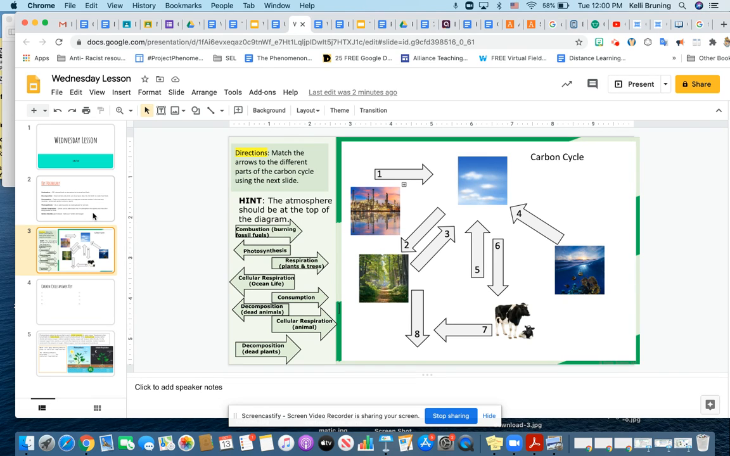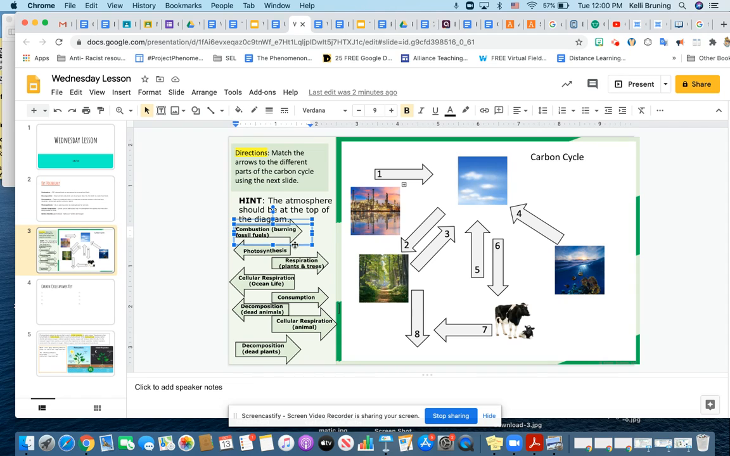Going to the next slide. So you are going to complete the carbon cycle diagram. So I listed the arrows that you can match to the numbers on the right here. So for example, what you would do is you can say, okay, so my first arrow I'll model for you. So we have combustion, which is burning fossil fuels. And you want to look to this diagram and say, which one do I think represents burning of fossil fuels? So I'll model number one.